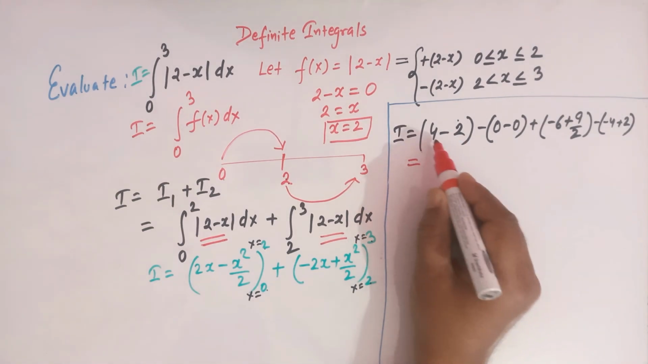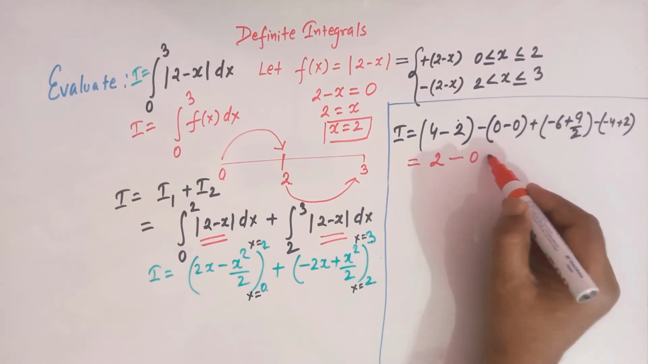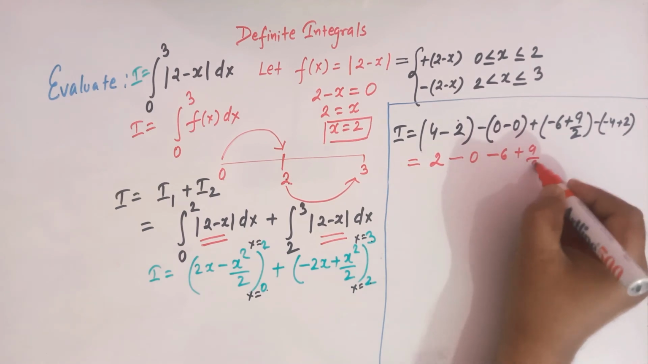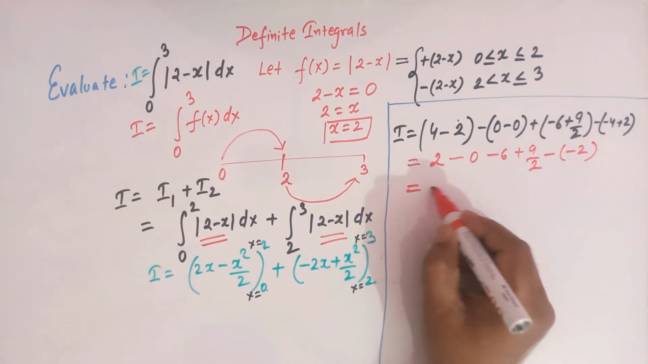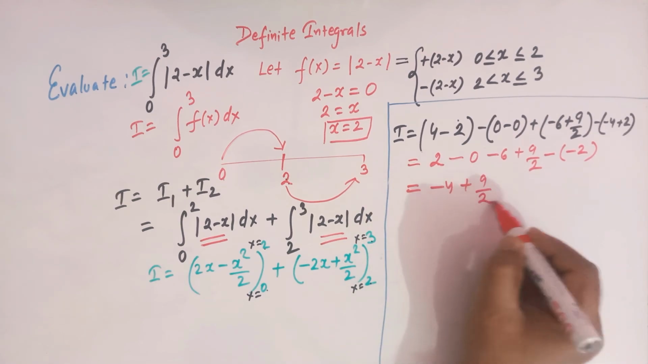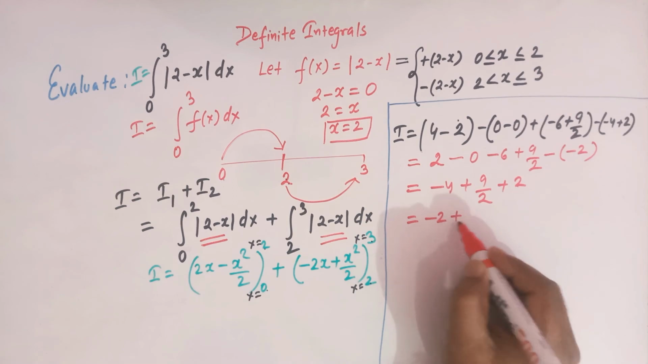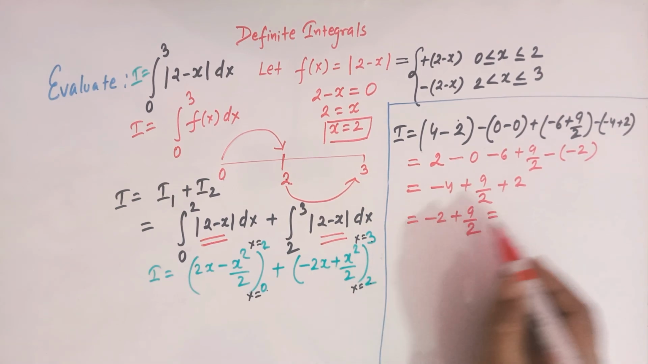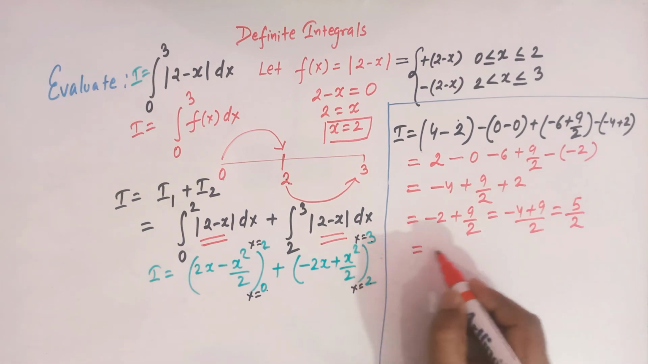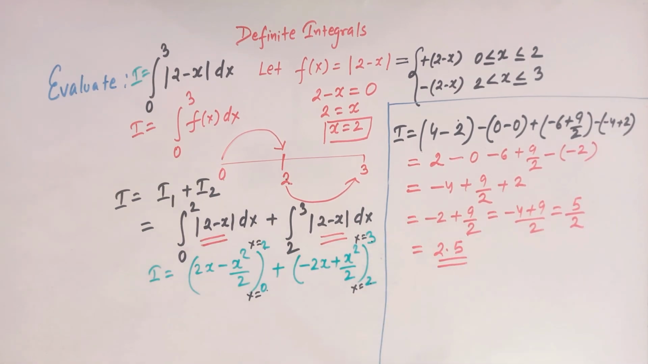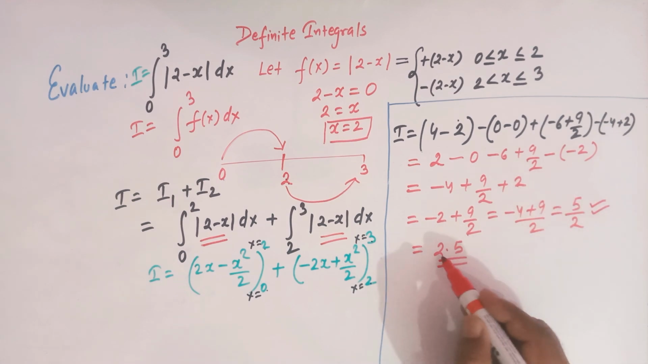Now 4 minus 2 is 2, here we have 0, and here minus 6 plus 9 over 2, minus minus 2. So 2 minus 6 is minus 4, plus 9 over 2, plus 2. Minus 4 plus 2 is minus 2, plus 9 over 2, that is 5 over 2, which can also be written as 2.5. So viewers, the value of this definite integral is 5 over 2 or 2.5.